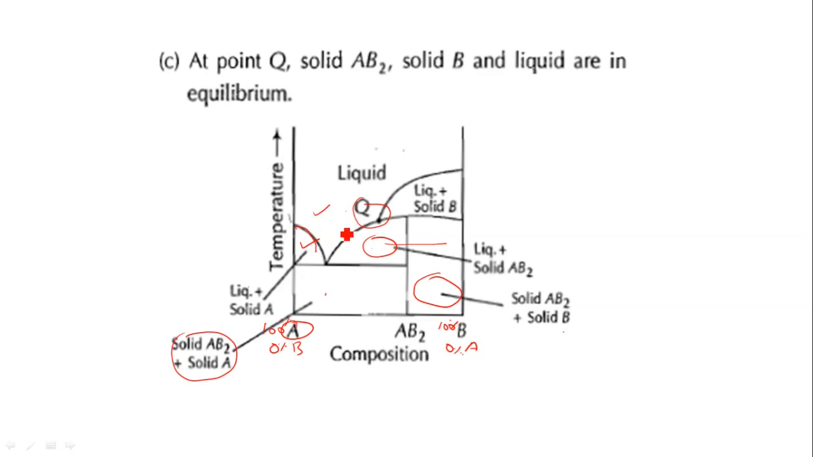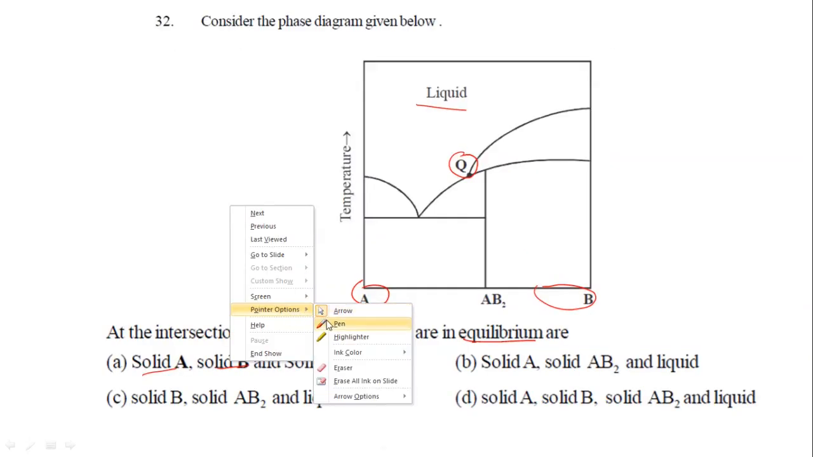Now they are asking about point Q. At point Q, liquid, solid B and solid AB2 are in equilibrium. Hence option C is correct.